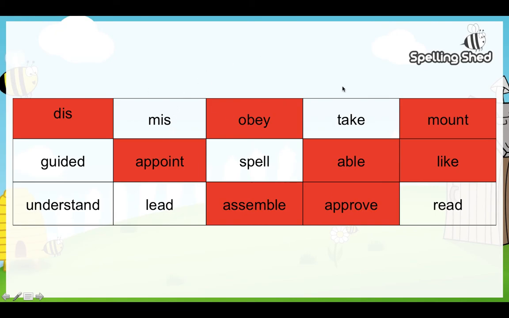So we've got mistake, misguided, misspell, misunderstand, misled, and misread. So check that you've got those correct and just give yourself a little tick if you have done. Well done. If not, don't worry. Just have a check where you went wrong.